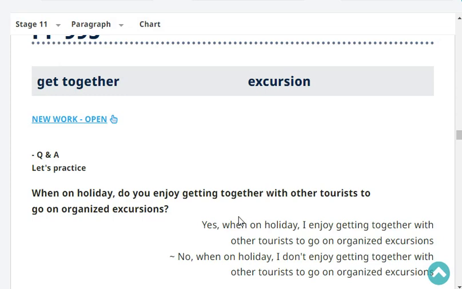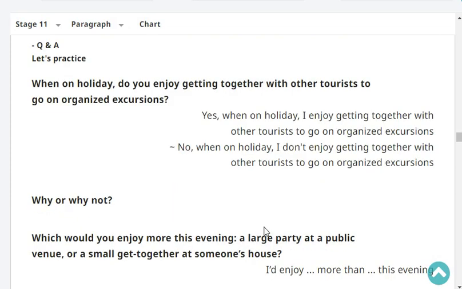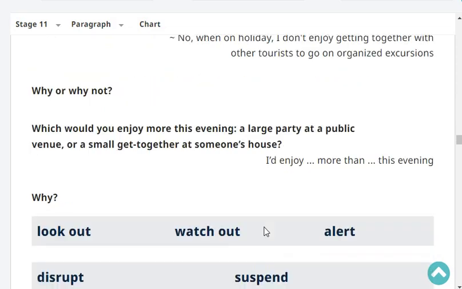When on holiday, do you enjoy getting together with other tourists to go on organized excursions? Yes or no? Yes, when on holidays, I enjoy getting together with other tourists to go on an organized excursion. Why? Because I like talking to other people.